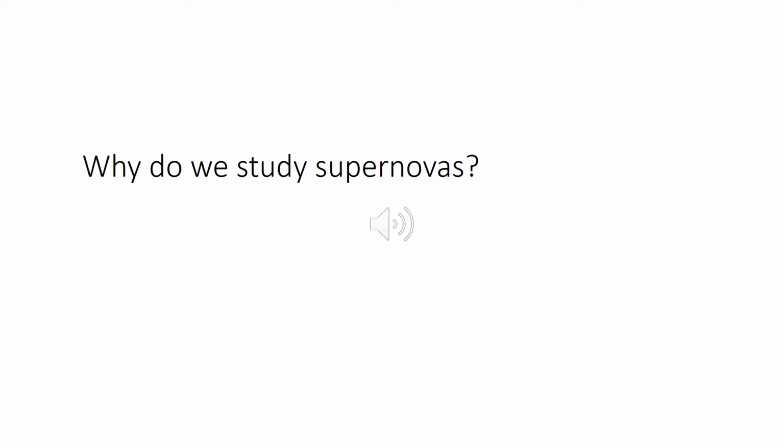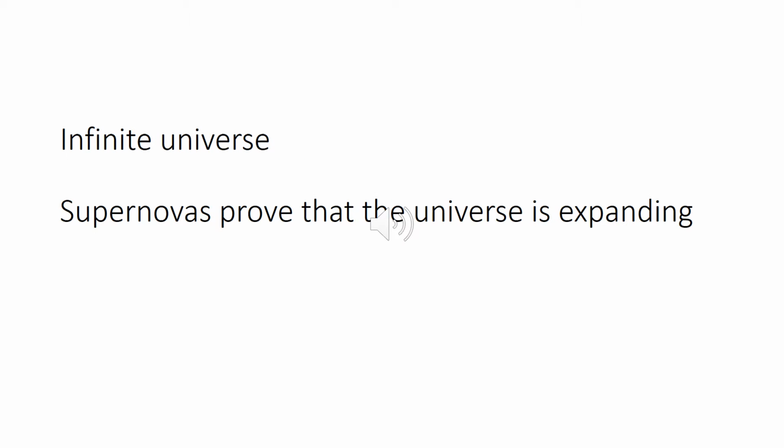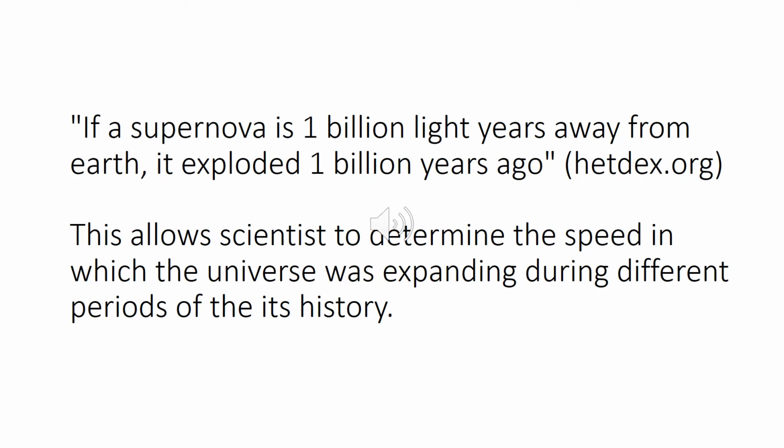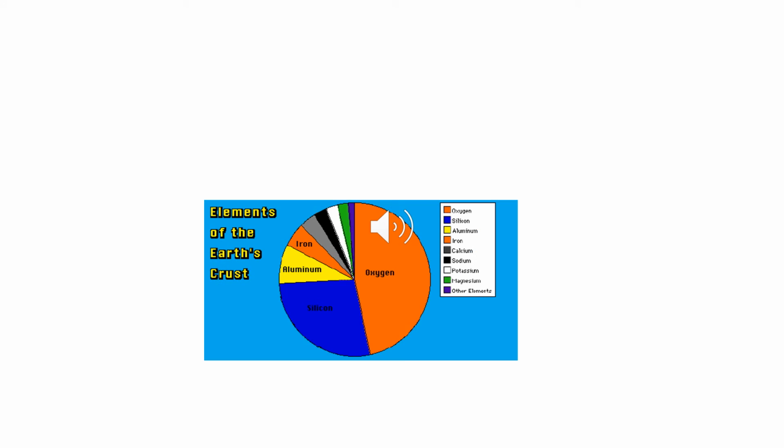Why do we study supernovas? Supernovas prove that the universe is expanding. Astronomers measure the speed of the star as it moves away from the Earth by determining its redshift. As quoted by hexdex.org, if a supernova is 1 billion light years away from Earth, it exploded 1 billion years ago. This allows scientists to determine the speed in which the universe was expanding during different periods of its history.